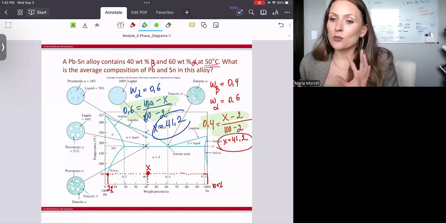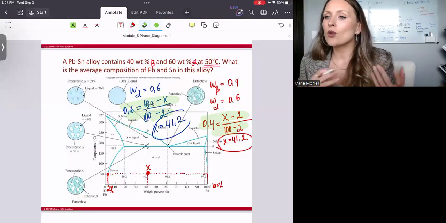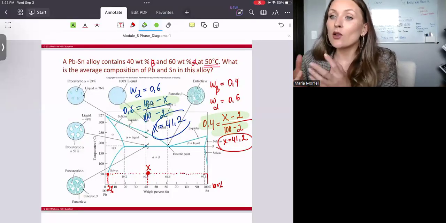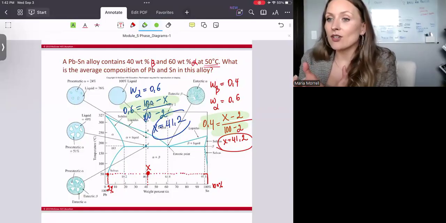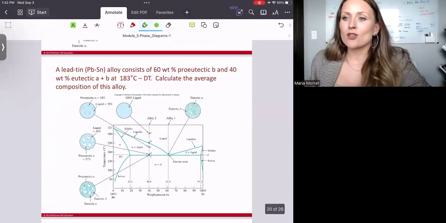And regardless which way you proceed for this specific problem, either with eutectic alpha or eutectic beta, the alloy itself is the same. The average composition should remain the same. Now, let me challenge you a little bit.